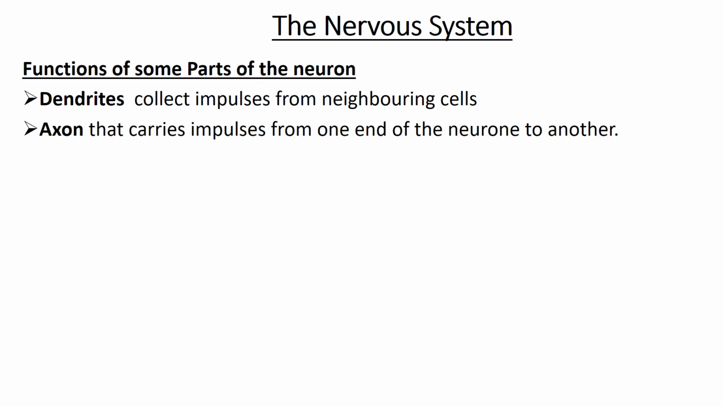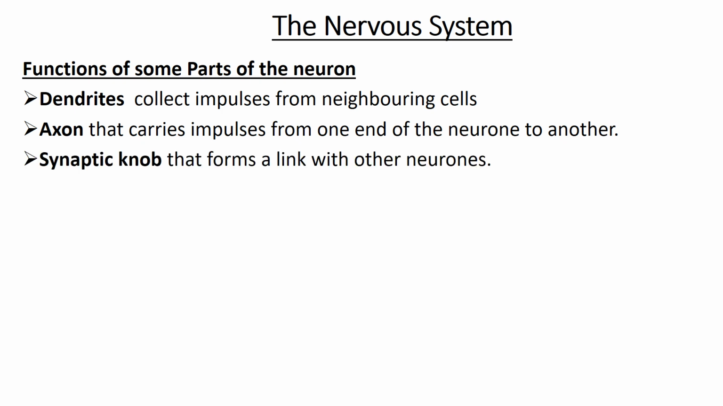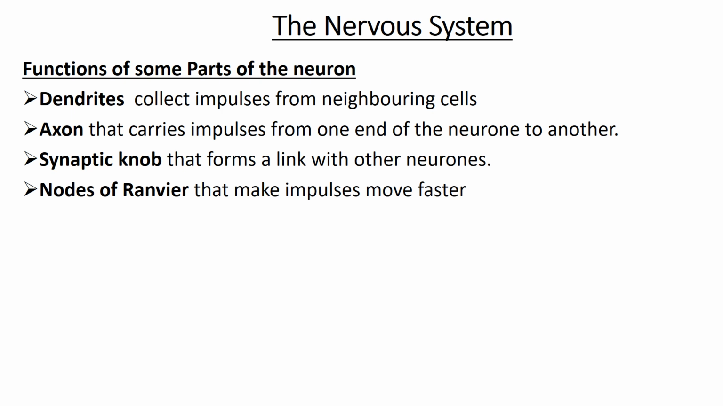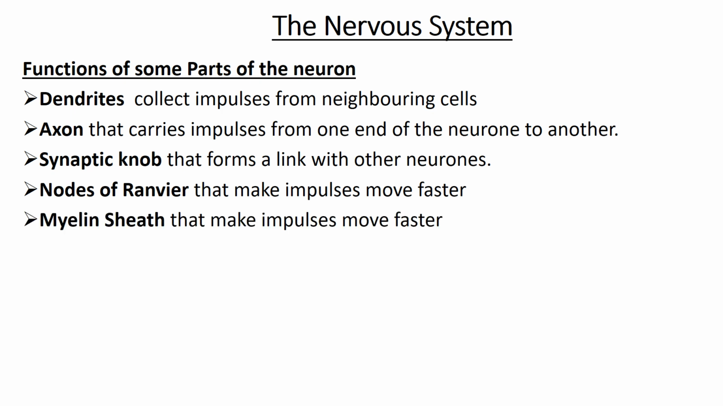The next part is the axon, the tail. So this carries impulses from one end of the neuron to another. The third is the synaptic knob. So this forms a link with other neurons. Then after that, we've got the nodes of Ranvier and the myelin sheath, which basically help impulses to move faster.